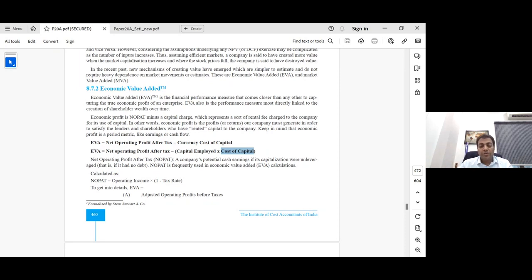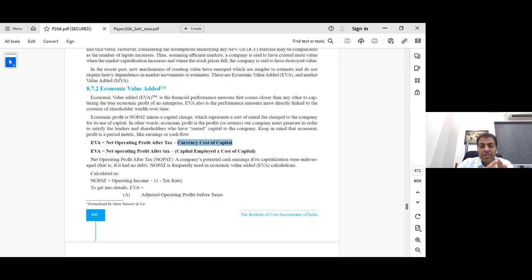So you get the currency cost of capital. So you're saying that this year, this is the amount of money that you should have generated. Let's say this amount comes to about 200. But your net operating profit after tax is 250. So your economic value added this year is 250 minus 200, that is 50.